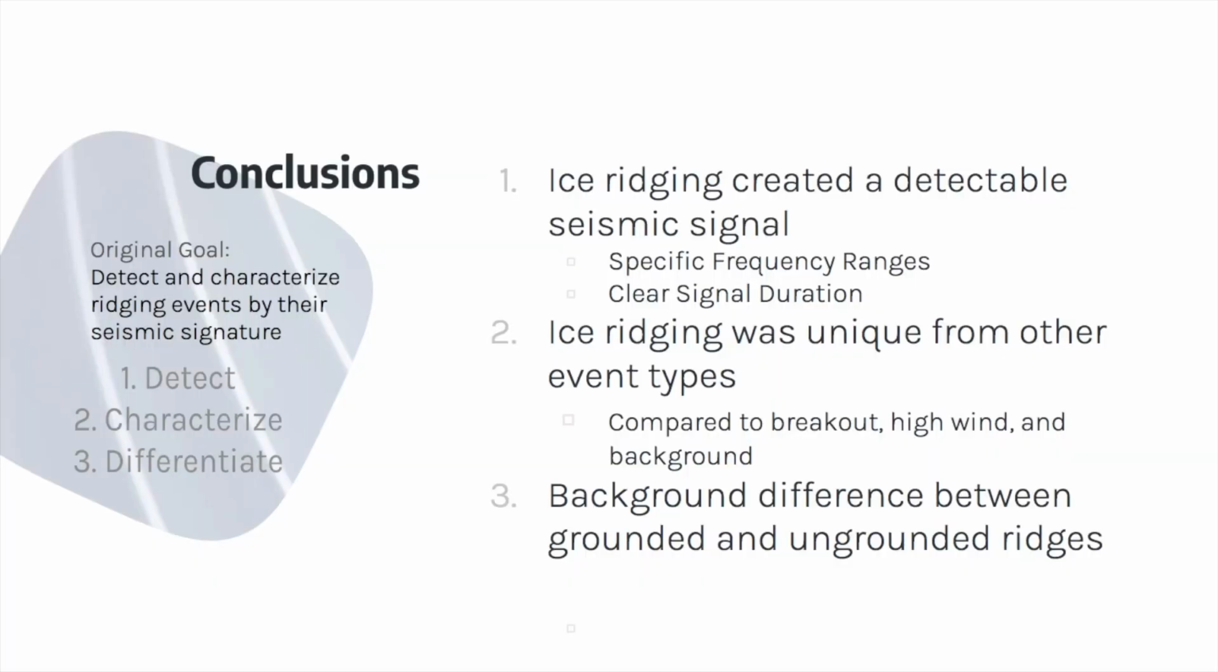So finally, conclusions. What does this tell us? First, ice ridging creates detectable seismic signals in specific frequency ranges with a clear signal duration. Second, we were able to differentiate ridging events from other potentially noisy days, breakout events, high wind, and background noise levels. We were able to do this by comparing the power bands at 4 specific frequencies, and to do so with remarkably low false negative and false positive rates. Third, we saw that there was a background difference between grounded and ungrounded ridges.